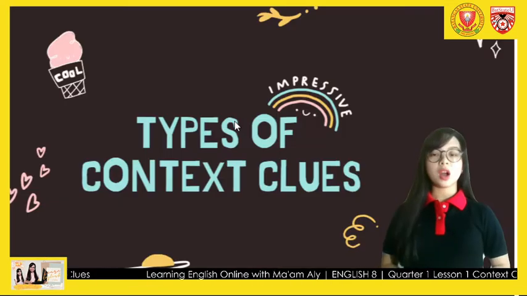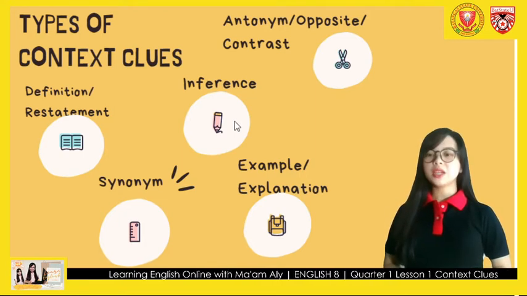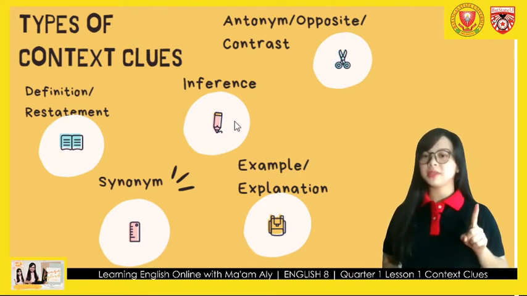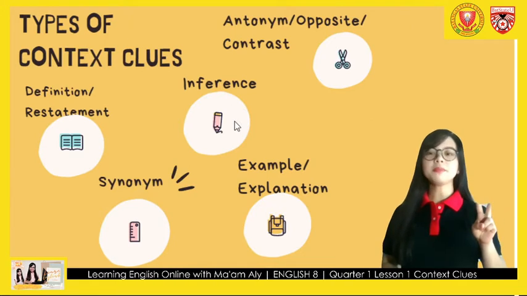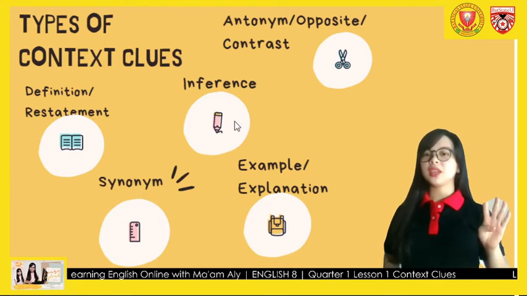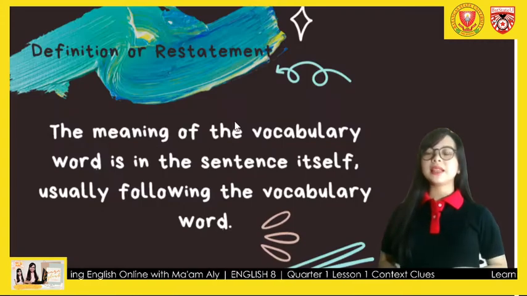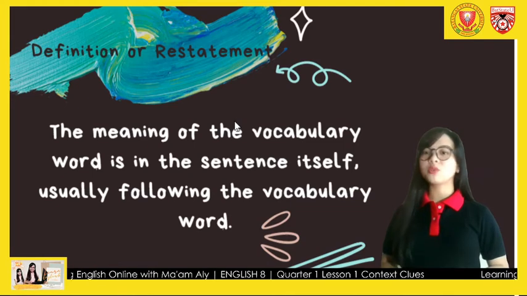What are the types of context clues? We have 5 types of context clues. Those are definition and restatement, second synonym, inference, example and explanation, and antonym, opposite or contrast. Let's first have definition or restatement.